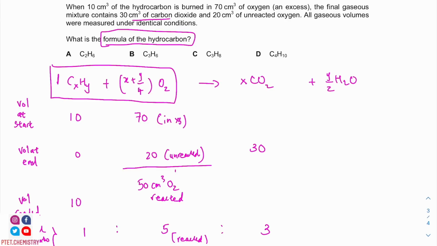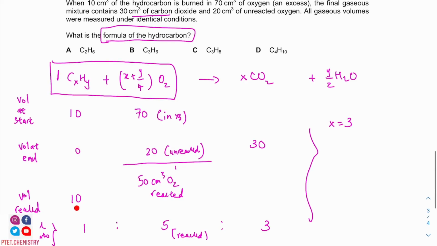Alright. So what do I know? I know x is equal to 3. How do I know x is equal to 3? Because when this is 1, it's not 10. When it's 1, that's why I need to make it into 1. Okay. Then x must be 3. Volume ratio is equal to mole ratio only when that is 1 and 1, not when it's 10. Okay. So x equal to 3.